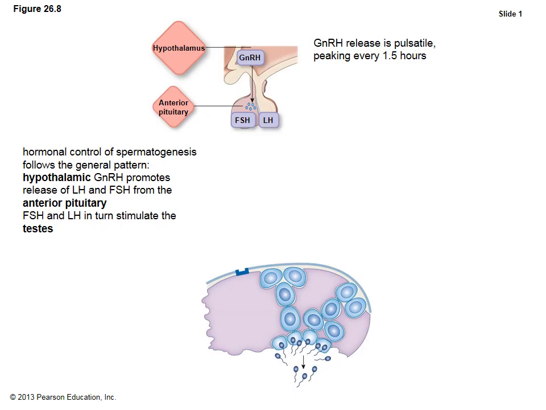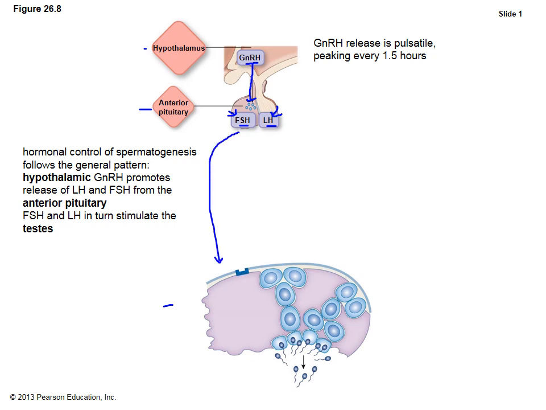Hormonal control of spermatogenesis follows the general hypothalamic anterior pituitary gonadal axis. So this is the HPG axis. There's pulsatile release of gonadotropin releasing hormone. Gonadotropin releasing hormone from the hypothalamus then stimulates the anterior pituitary to release the gonadotropins, follicle stimulating hormone and luteinizing hormone. These two hormones are then released from the anterior pituitary and travel towards the gonads.